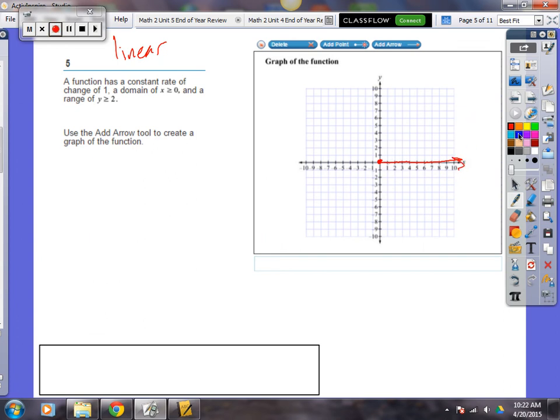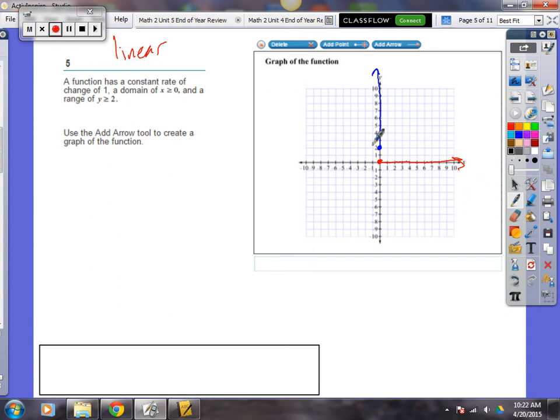Okay, my range, my y, the up and down, it's going to start at 2. It's going to include 2, and it's anything above 2. So here we go. Anything to the right is 0, and anything above 2 going up and down. So your function has a constant rate of change.